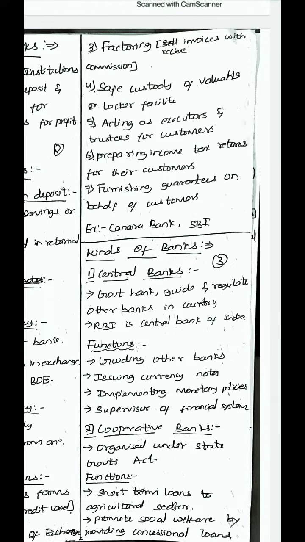The next is safe custody of valuables or locker facility. So the banks provide locker facility. And then we have acting as executors and trustees for customers. So the banks provide executors and trustees to their customers to execute their wills, etc. The next we have preparing income tax returns for their customers and furnishing guarantees on behalf of customers. Examples of commercial banks are Canara Bank and SBI.